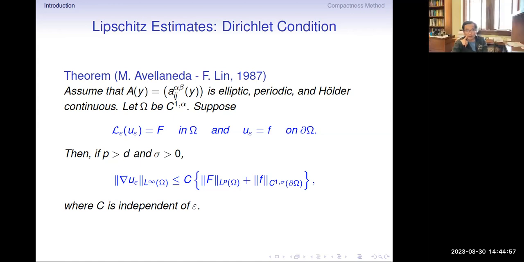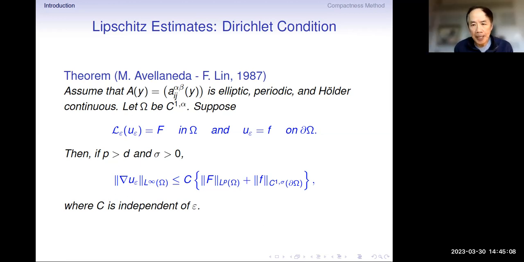Yes, you mentioned the sharpness of p and sigma. How about the Hölder continuity for the coefficient A_ij? Hölder continuous, I think it can be relaxed, but to what extent I don't know. But I don't believe it's true for continuous functions. Maybe some kind of Dini condition would work.